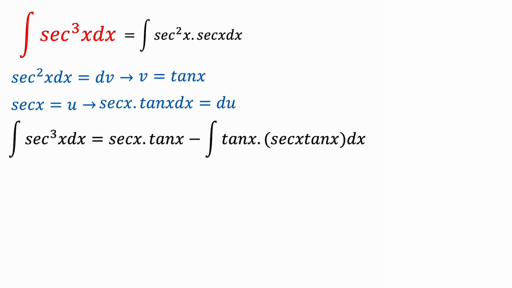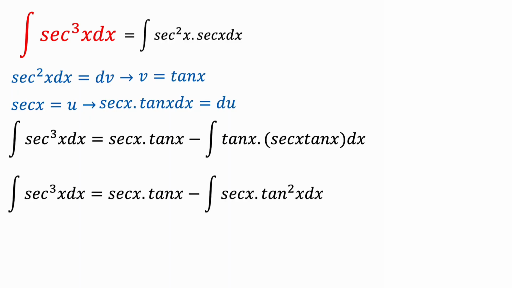Then minus the integral of v. And what was v again? Good job, tangent times du. What was du? Secant tangent, okay? The tangents multiply together, and this is what we get. So the integral of secant to the power of 3 becomes secant tangent minus the integral of secant tangent squared.